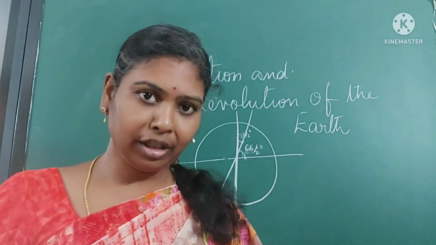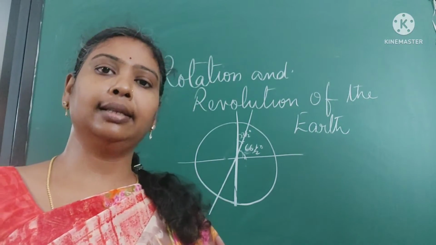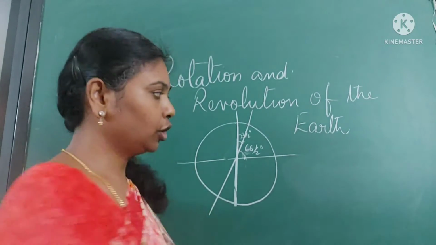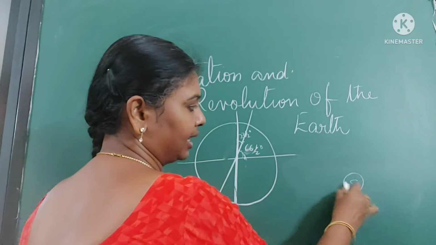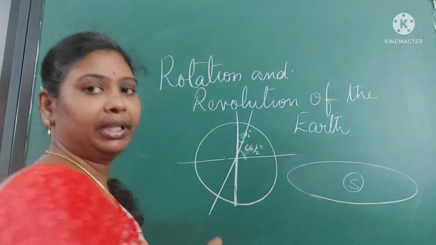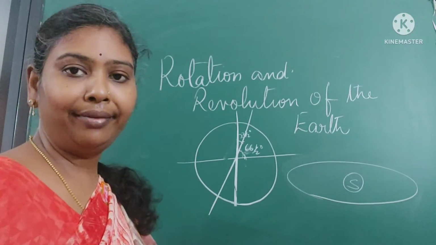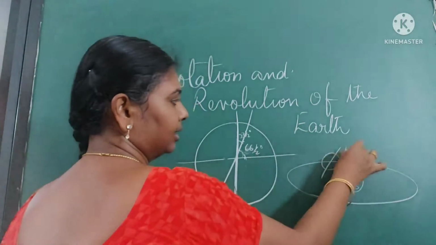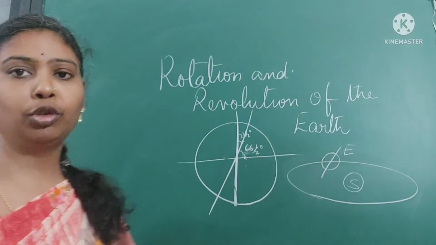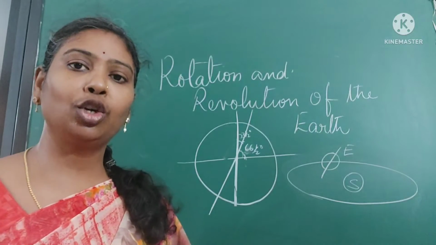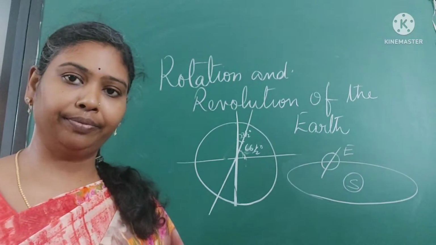We have another motion of the Earth, that is the revolution. So this is the sun and this is the elliptical orbit in which the Earth moves. So this is the Earth. So when the Earth moves in an elliptical orbit, this motion is known as revolution.